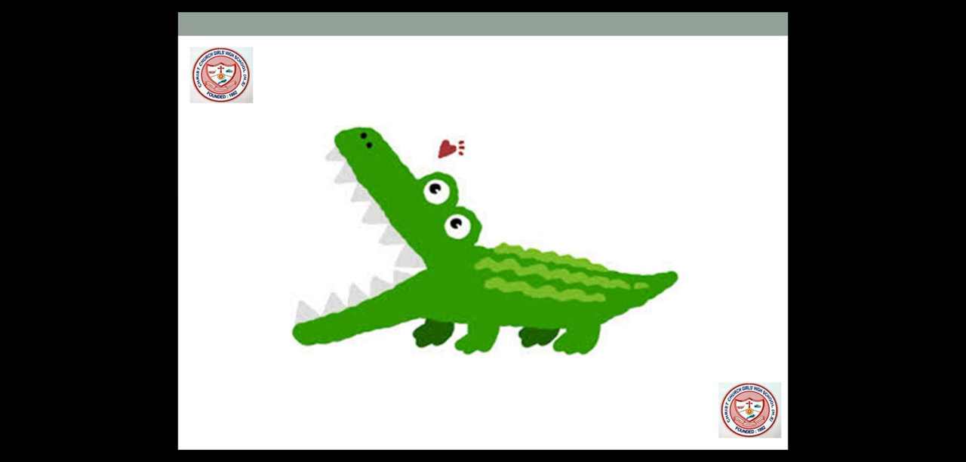Let us now focus on how we represent this comparison of numbers. There are some special mathematical signs involved. This symbol is the open mouth of a hungry alligator. An alligator loves to eat bigger and more food. That is why the alligator's mouth is open towards the bigger number.